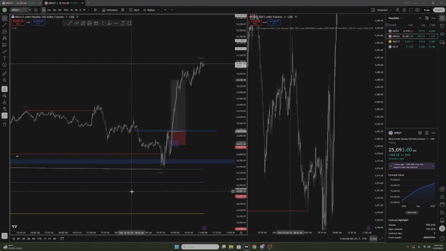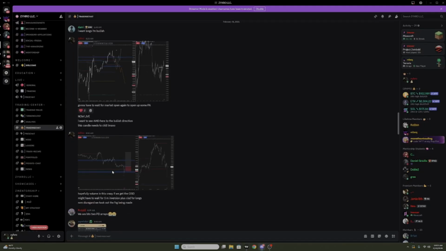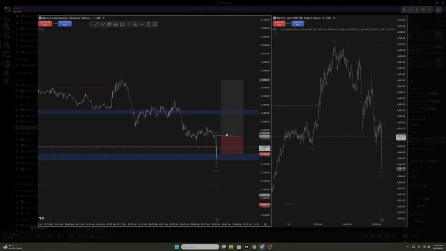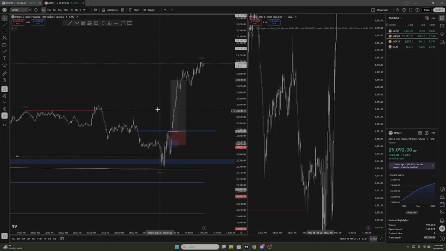I'm gonna go ahead and explain and give a trade recap of this trade that we took in the Discord and called out right here at 8:32. And from there, we ended up waiting patiently, and this is exactly what we got and the result we needed. So let's go ahead and talk about it.